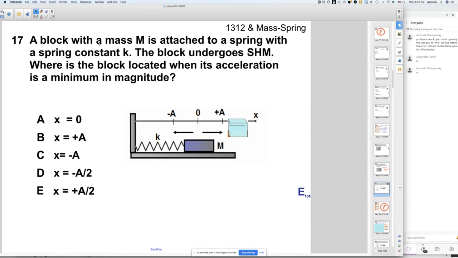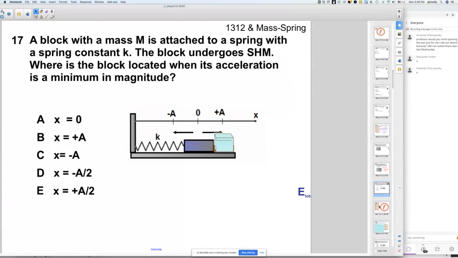Well, I'll give you a hint. The hint is this: A is equal to F divided by M. So A will be a minimum when F is a minimum. So the thing is oscillating back and forth. It's attached to the spring. When is the force a minimum? Or where?